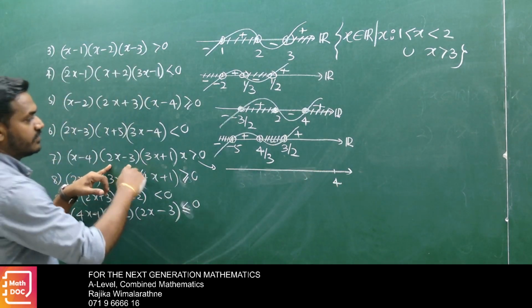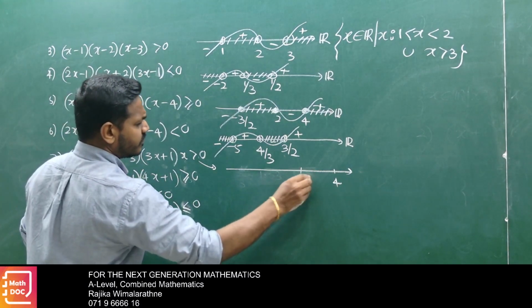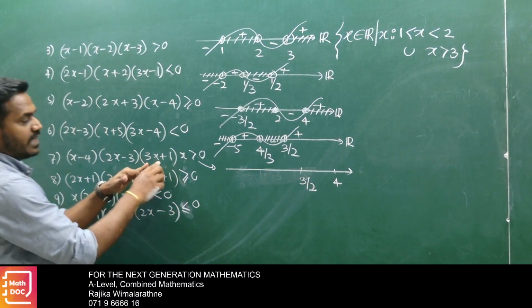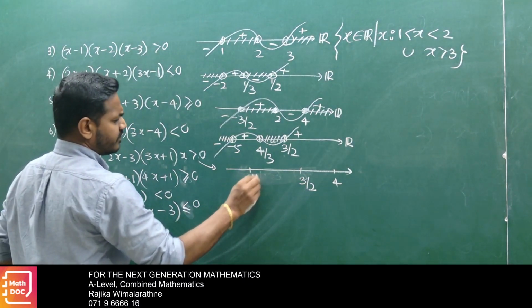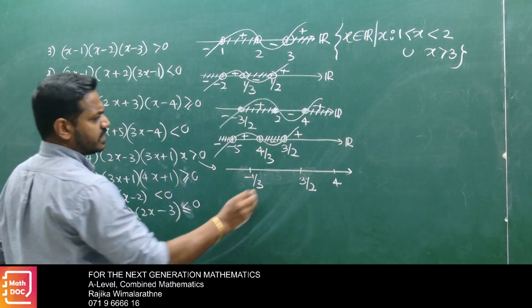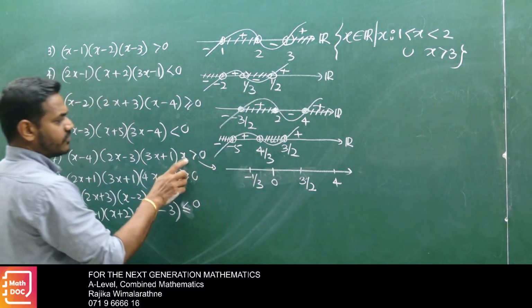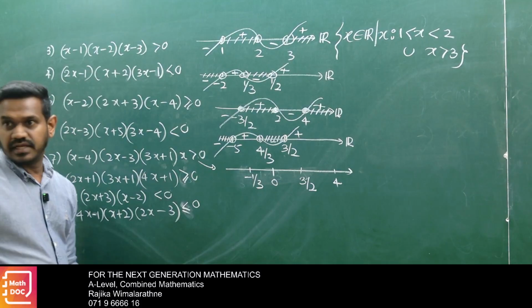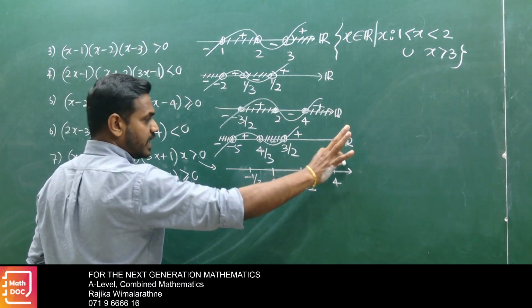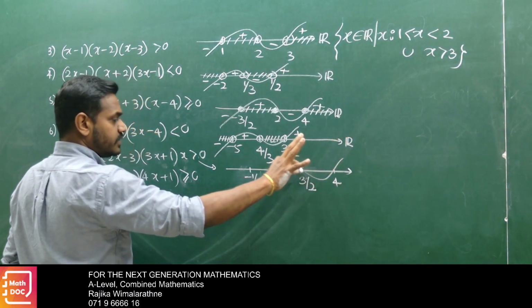Here 0 value 3 over 2. Here 0 value minus 1/3. And here 0 value 0. Here we have 4 factors. Then that also you do right hand upper corner. You do this, say.